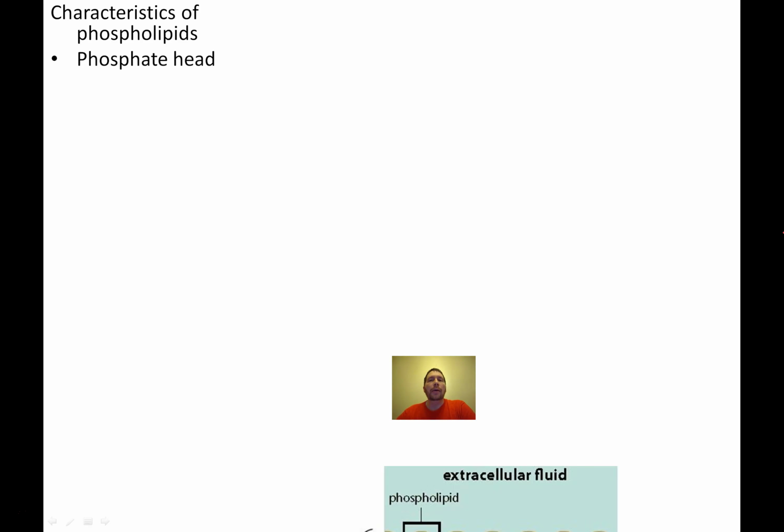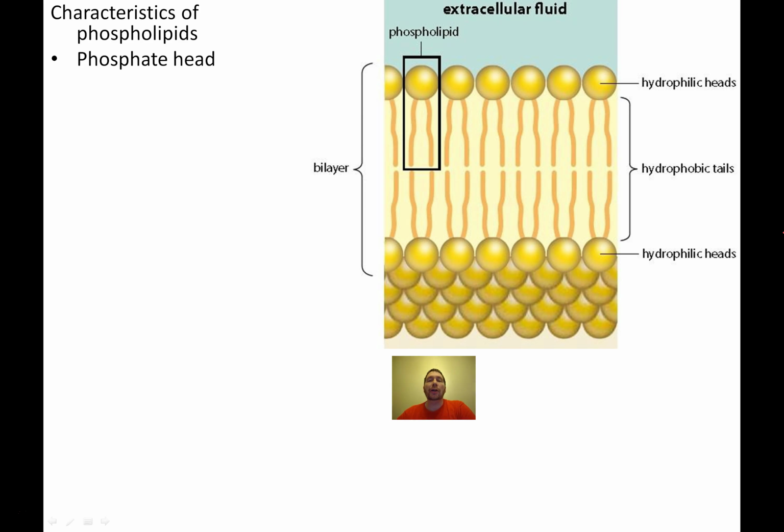All right, now that we've talked about what phospholipids are, it's time to talk about the characteristics of phospholipids. The characteristics of phospholipids are what really make it so the cell membrane can do its job. Because phospholipids are made out of two different types of molecules, a phosphate part up here and a lipid part down here, all of this part being lipid, the different parts of the phospholipid have different characteristics.